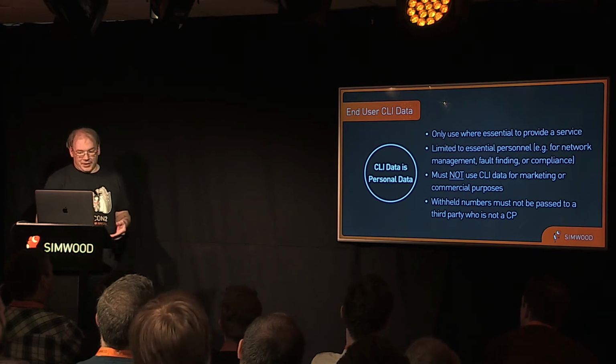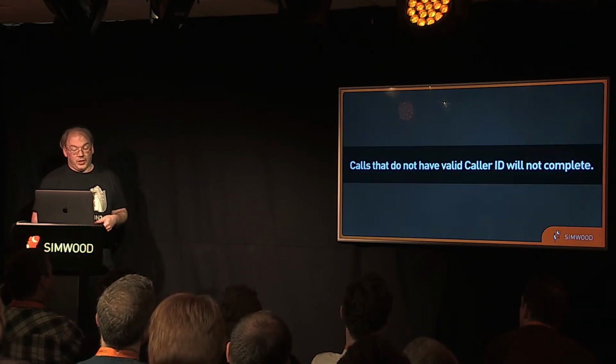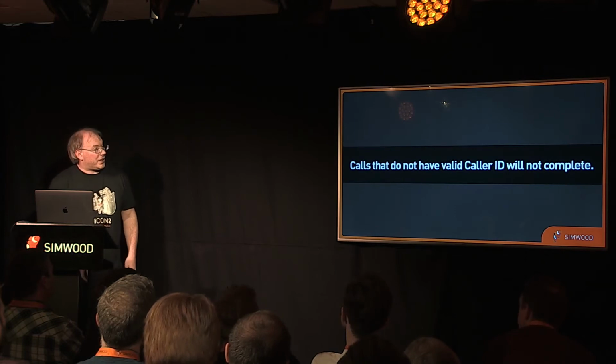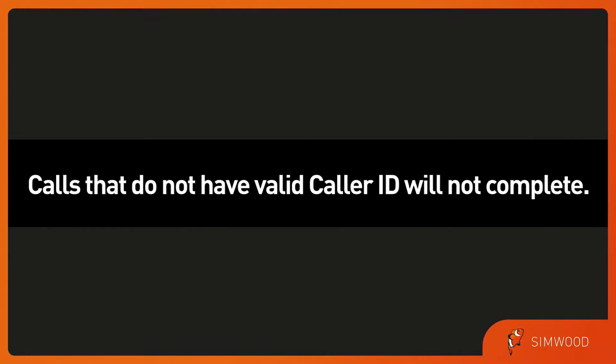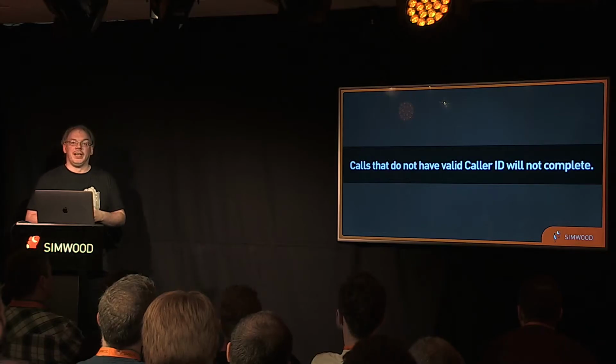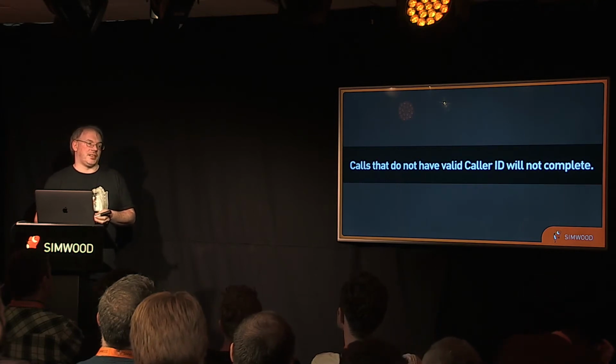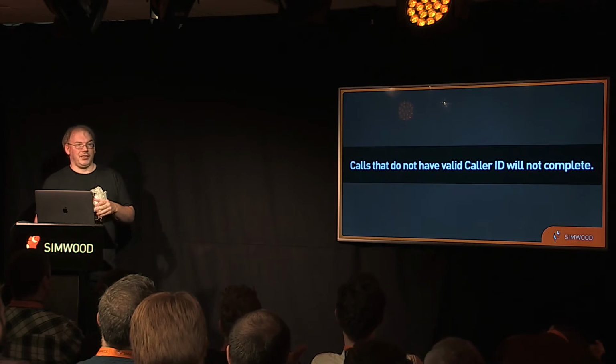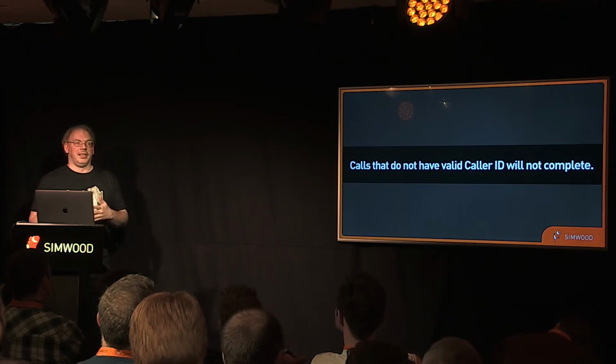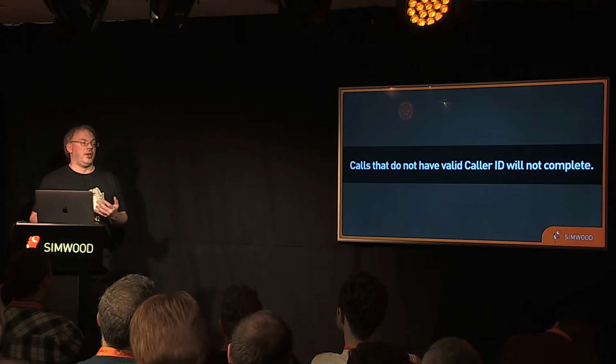Going back to what I said earlier, as far as Simwood's concerned, calls that do not have valid ID will not complete. That is printed the same way as that on the blog on every article but caller ID: white, black background, big clear warning. I would still say we get 3 or 4 tickets a week from people saying, why doesn't this call work? And in the X-Reason header in the reply, invalid CLI. We've stopped completing these calls.